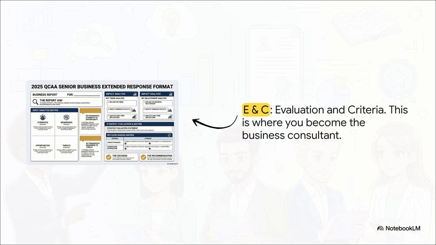And now for E and C, evaluation and criteria. This is where you put on your consultant hat. You're basically judging a business decision. You'll clearly state the strategy you're looking at, like, should they become a private company? And then, this is key. You have to judge it using the 2 specific criteria they give you in the exam.